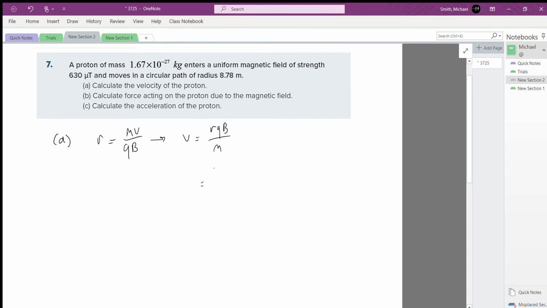We're given 8.78 for the radius in the question. The charge of a proton is the same as the charge of an electron, just the opposite sign, so 1.6 times 10 to the power of minus 19 coulombs. And the magnetic field is 630 microtesla, micro is 10 to the minus 6, all divided by the mass of the proton, which we're told is 1.67 times 10 to the power of minus 27. And if we substitute that into our calculator, we get 5.3 times 10 to the power of 5 meters per second. That's it for that question.